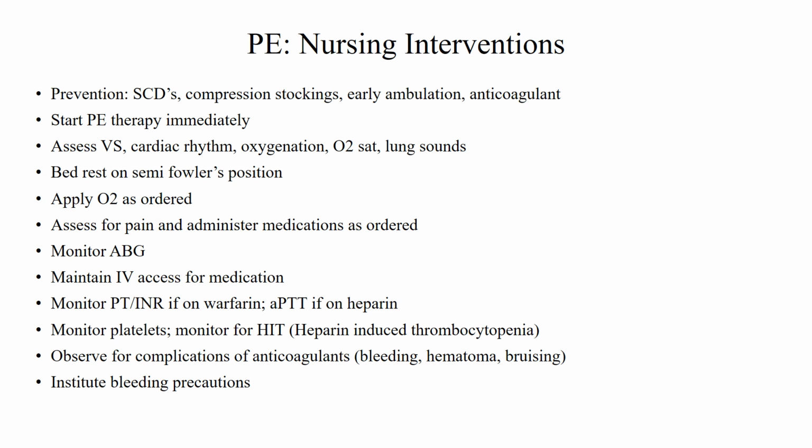Monitor ABG. At the onset, we will notice in the ABGs that the patient will have tachypnea, so they will be at risk for respiratory alkalosis. But as the pulmonary embolism progresses, the patient may have metabolic acidosis. We should always make sure that the patient has IV access for medications.